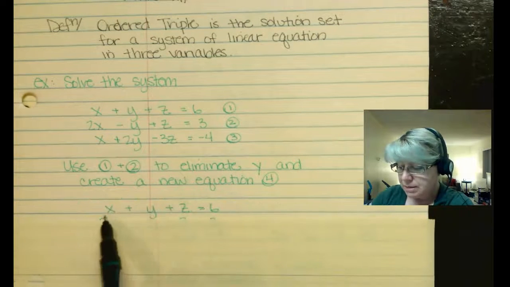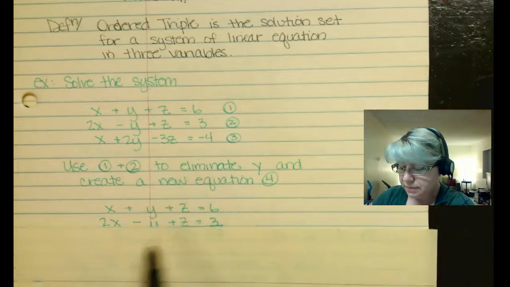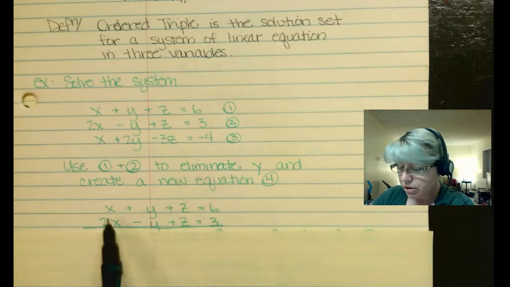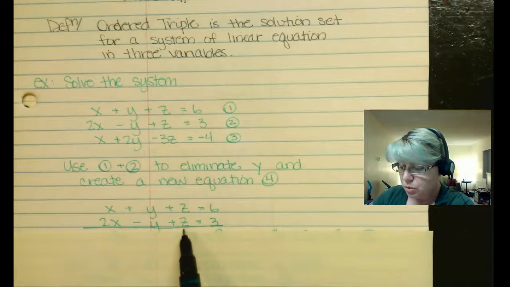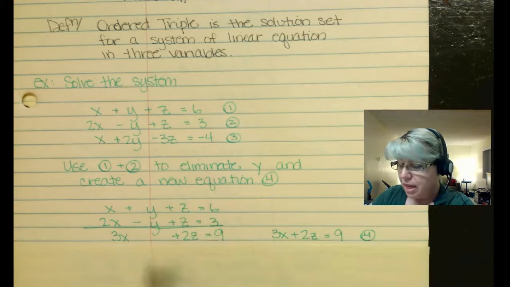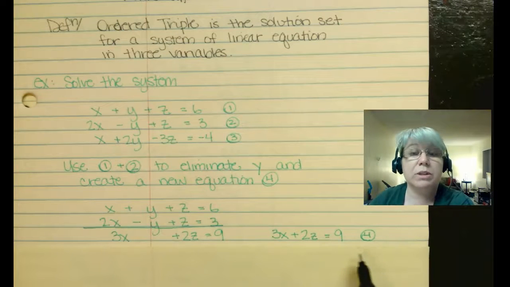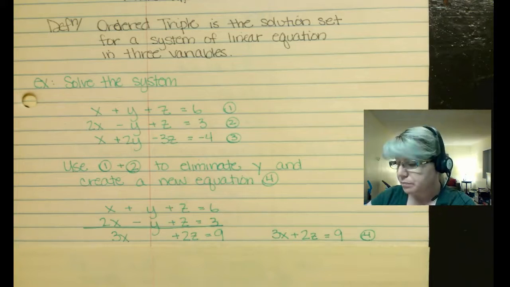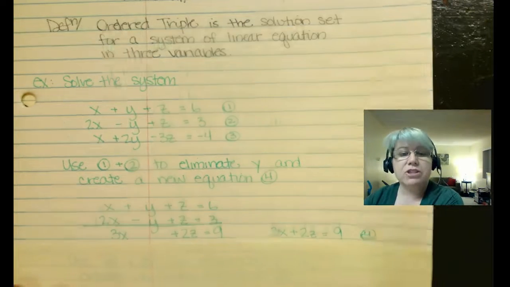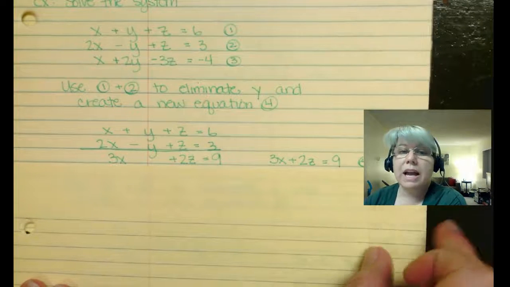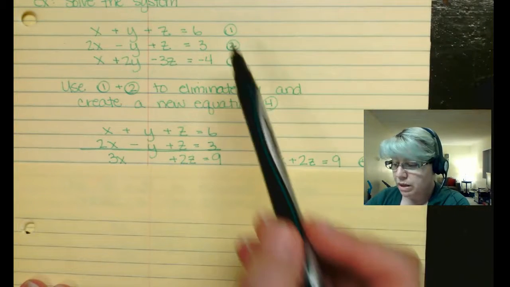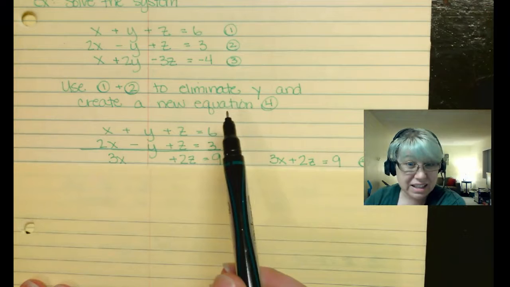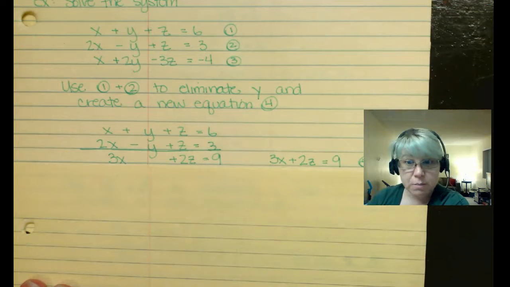Alright, x plus y plus z equals 6, 2x minus y plus z equals 3. When I add the 2 of them together, I get 3x plus 2z equals 9. That 3x plus 2z equals 9 is going to be my new equation, and again, I'm going to call it number 4. Now that I've used equations 1 and 2, I can use a combination of either 1 and 3 or 2 and 3 to eliminate y again and see what equation I come up with.